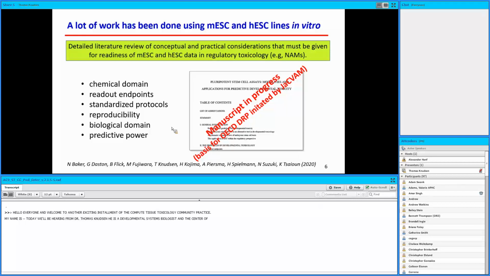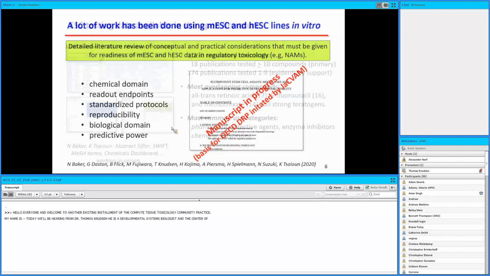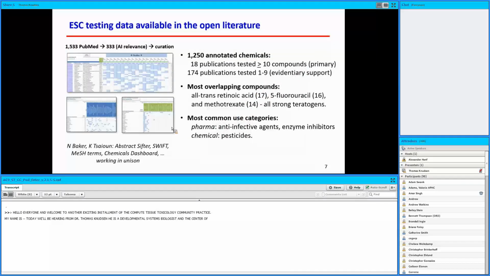And the things that are being considered from the literature work are things such as what is the chemical domain of applicability, what types of readout endpoints are effective or less effective, what are the standardized protocols that need to be considered, what does interlaboratory reproducibility look like with different stem cell models, different stem cell platforms, what is the biological domain of applicability of stem cells for predictive toxicology, and finally, how do we begin to assess predictive power? What are the best ways to do that using information that's out there?